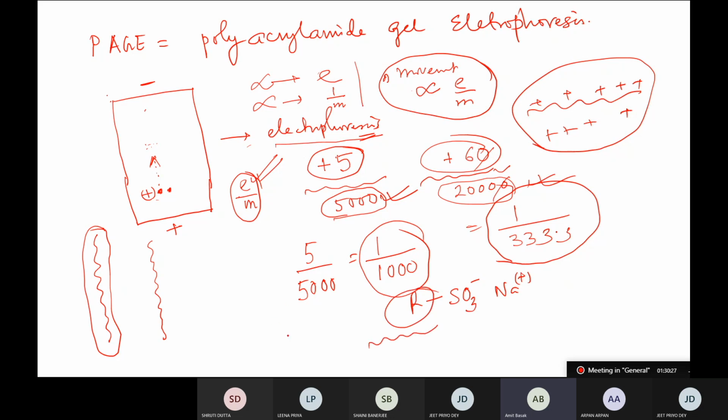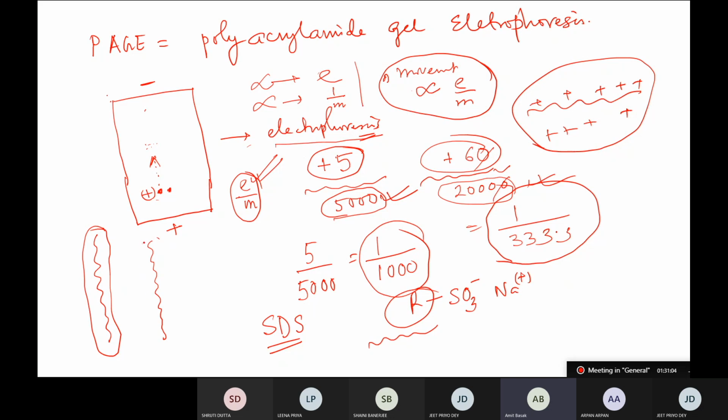Now there is a molecule called SDS. Who knows the full name of SDS? Sodium dodecyl sulfate. That means there are 12 carbons here, then SO3 minus Na plus. So it's a hydrophobic one. That is commercially available, and these are used as a detergent. So if you add the same detergent, this SDS, to a protein, what happens?